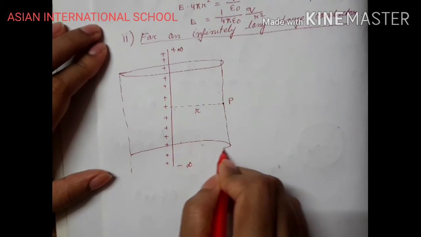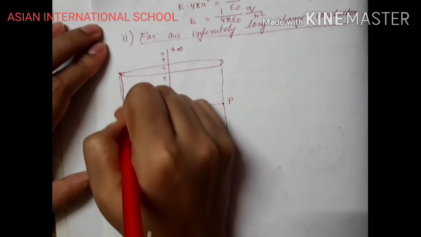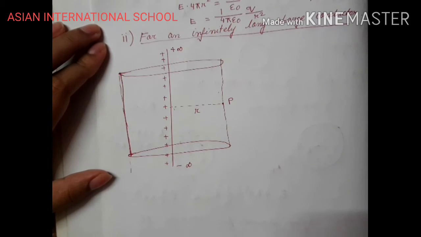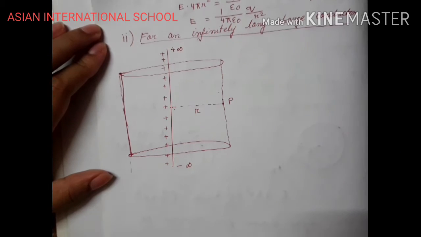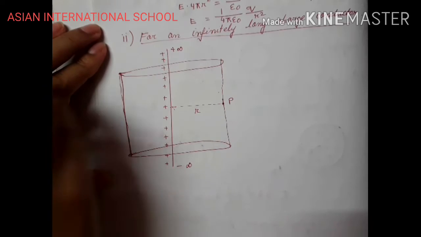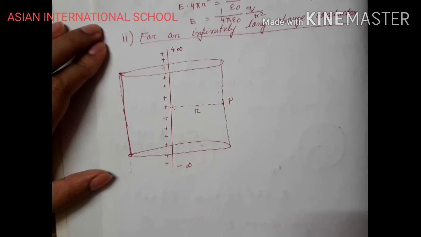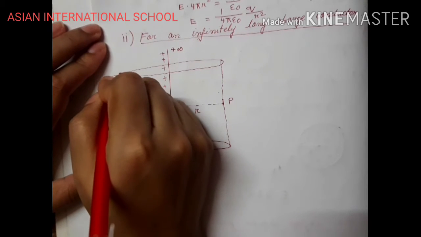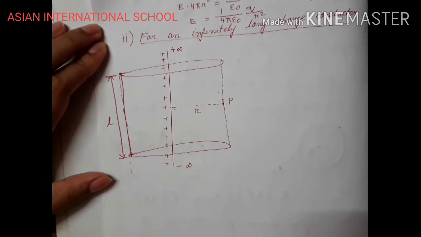So we are taking the cylinder as our Gaussian surface. Clear? And we will be calculating the electric field at point P, which is r distance away. It's a symmetrical surface. On both sides, this is r distance away. The radius is r. The circular base has radius r. And we are taking L as the length of the cylinder.